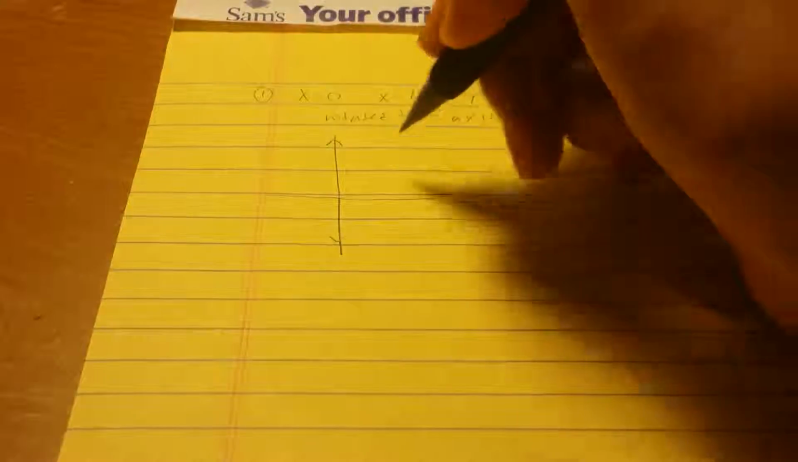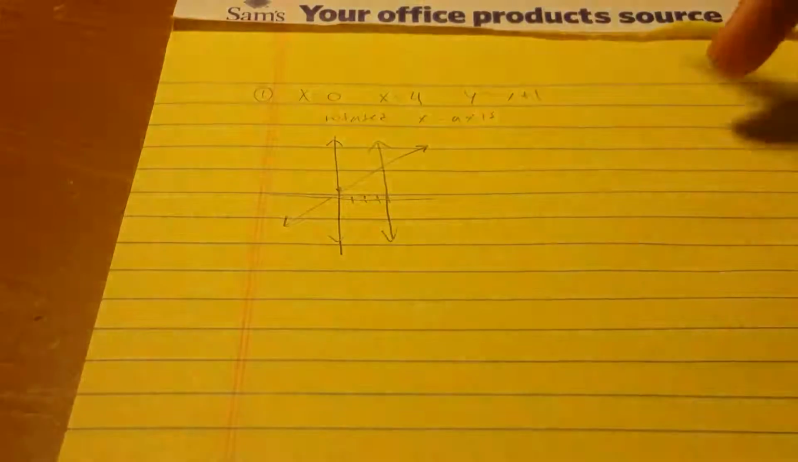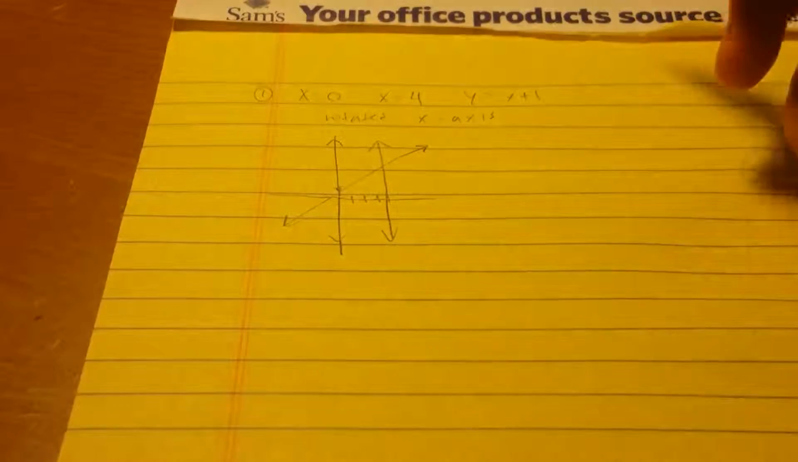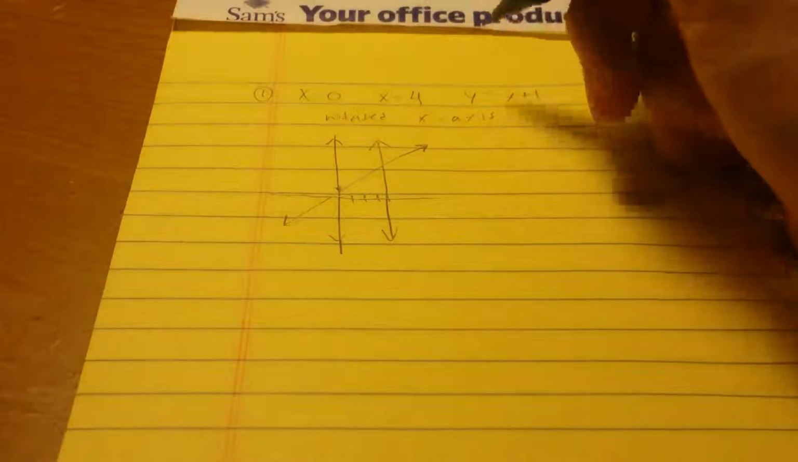If we were to draw this graph, I'll just draw the whole thing. It would look something like this. So x equals 0, x equals 4, 1, 2, 3, 4. Y equals x plus 1, something like this. I just roughly sketched the graph, and at this point, you're just going to have to picture the object in your head.